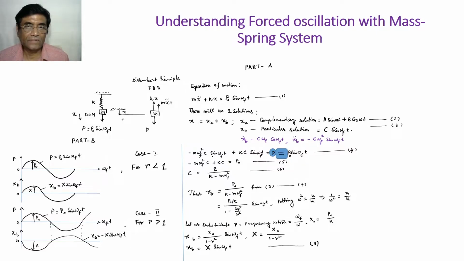So you see, with a little algebra, sine omega f t cancels out. So the constant C can be figured out with the help of system parameters as well as the external forcing parameters: C equals P0 divided by k minus m omega f squared, correct? So we have this from equation 3. Now we have xb equals C sine omega f t, with C from 3. Thus xb equals this.